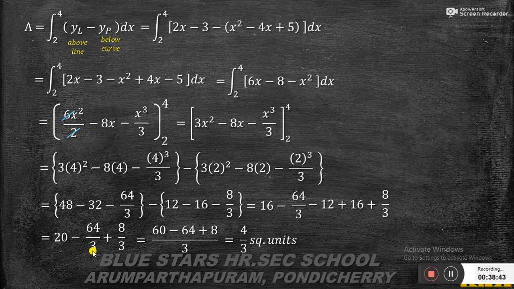So in the next step, just doing the cross multiplication by 3. So 3 into 20 is 60. 60 minus 64 plus 8 by 3. Which implies 60 minus 64 is minus 4. Minus 4 plus 8 is 4. So 4 by 3 square units. This is the area of the curve.